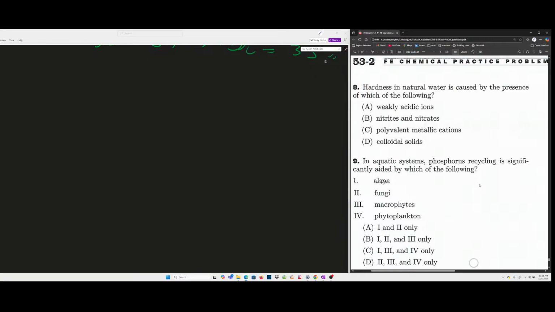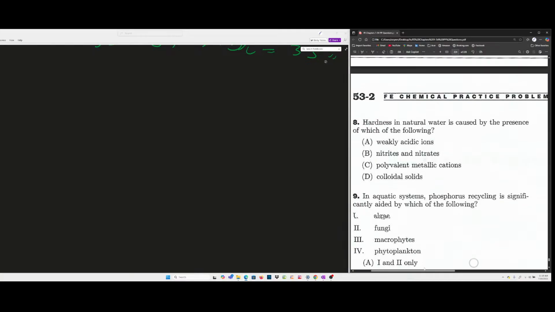Let's go to the next one. Aquatic phosphorus recycling is significantly aided by, I don't think it's fungi, so it's probably going to be, I know microphytes and phytoplankton are part of it. I don't know about algae, so let me use cross elimination, this and this, this and this. So we have between C and D. I know it's not fungi, so it's definitely going to be algae more part of it. So it's definitely going to be C.